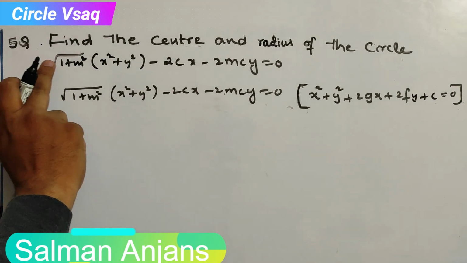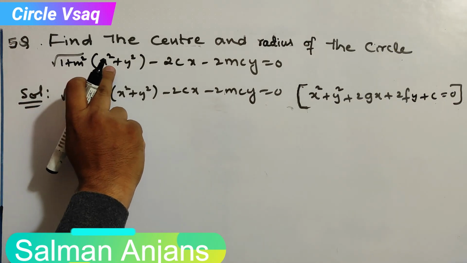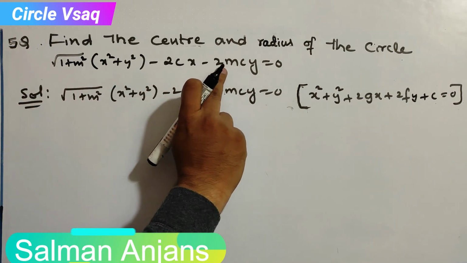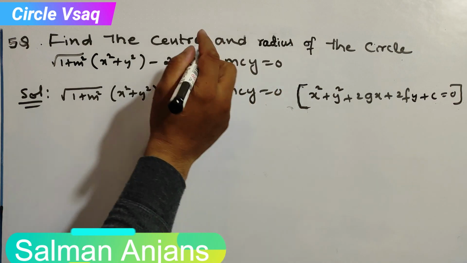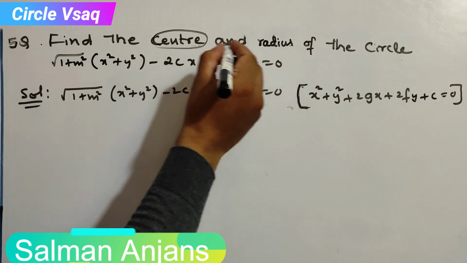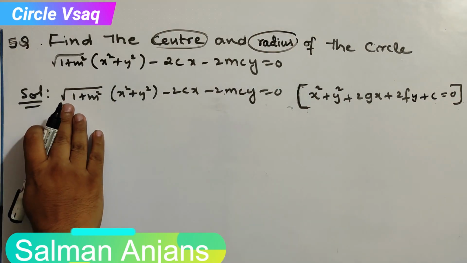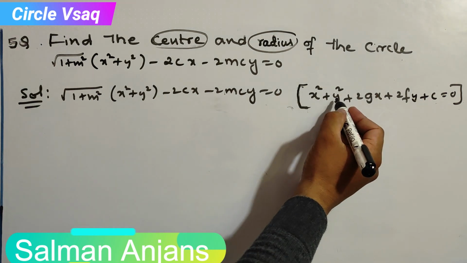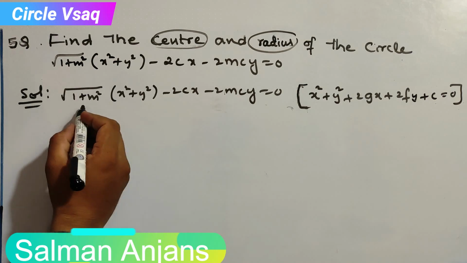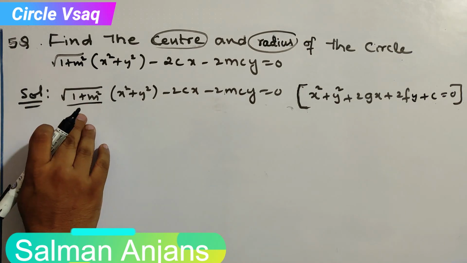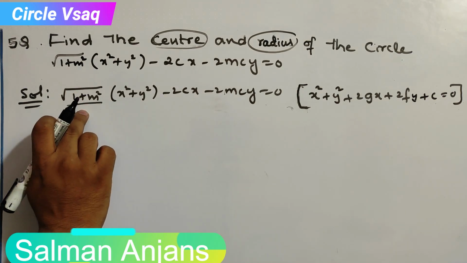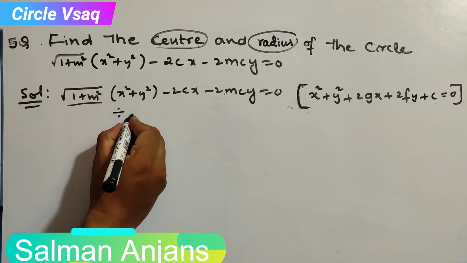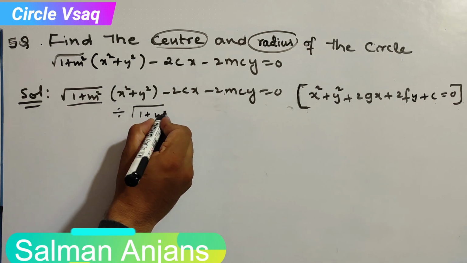Now the fifth question is root over (1 + m²) into (x² + y²) minus 2cx minus 2mcy equals 0. Again we have to find center and radius. First write down the given circle. Compare with the general equation, that is 1x² + 1y². Here the x², y² coefficient is other than 1. For making it 1, divide the whole equation by root over (1 + m²).